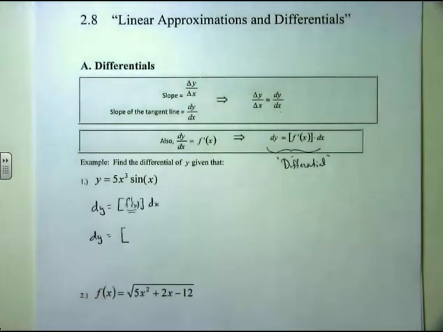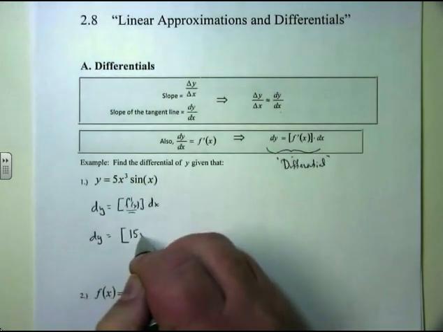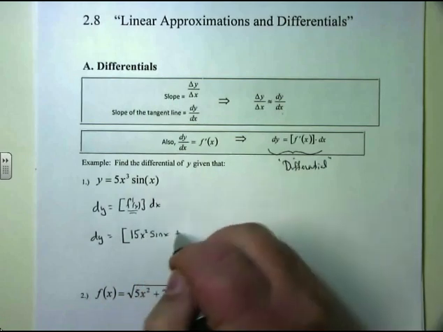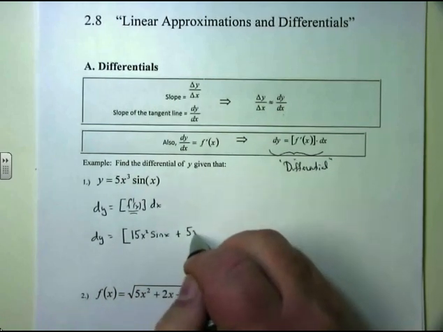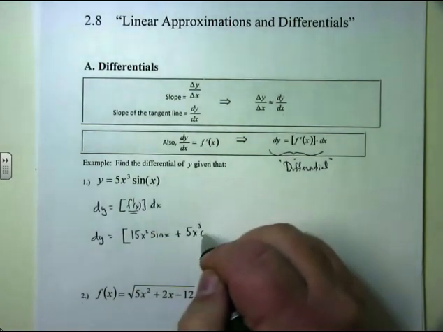Now, how would you take the derivative of y equals 5x cubed times sine of x? With that big old times in the middle of it, this is going to be the product rule. Product rule, derivative of the first times the second plus the first times derivative of the second. So you'll notice throughout these sections, we're still trying to reinforce all these derivative rules. The derivative of the first is 15x squared, times the second, sine of x, plus the first, 5x cubed, times the derivative of the second, and the derivative of sine of x is cosine of x.